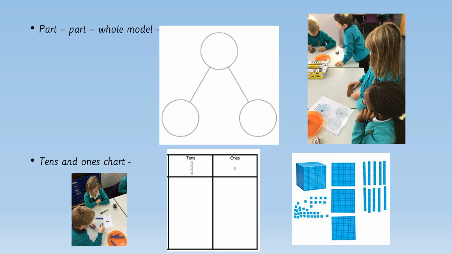At the bottom you can see a tens and ones chart, and this helps children learn about place value. And the blue equipment is called base 10, and this is used for addition, subtraction and place value. The blue small cubes represent the units, the rods are the tens, the flat ones are the hundreds and the blocks represent 1,000.